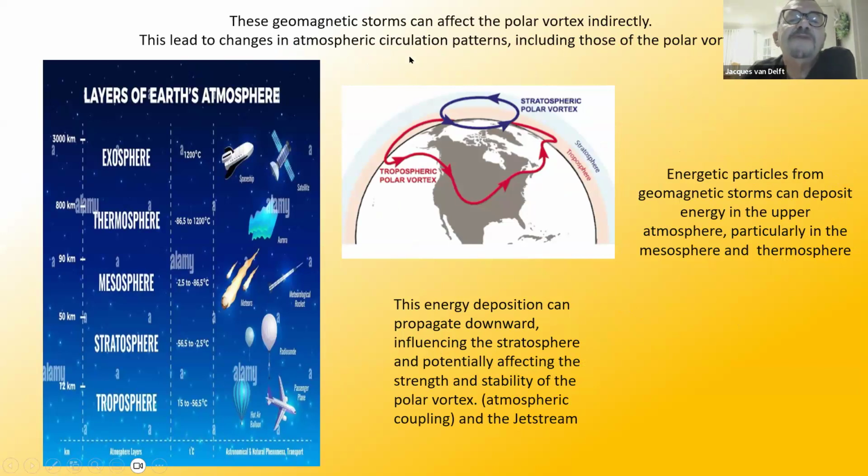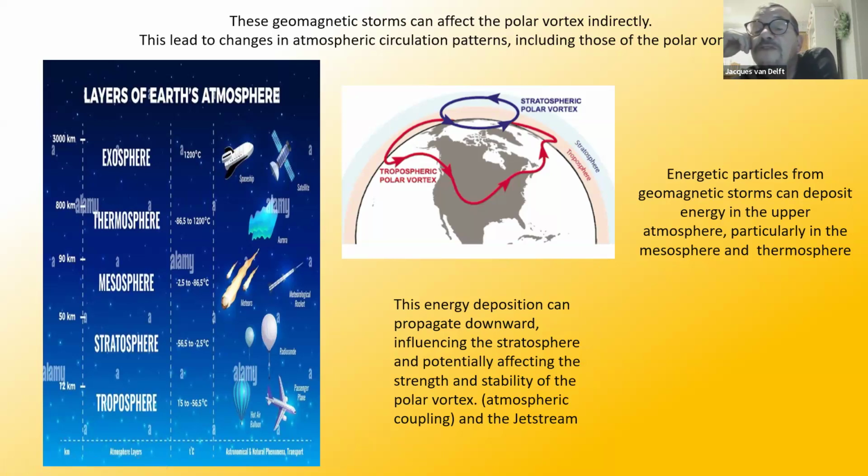This leads to changes in atmospheric circulation patterns, including those of the polar vortex. Now, the polar vortex is a region above the North Pole as well as the South Pole, which is a low pressure system, and it's circulating cold air. Now, the energy deposition from the auroras propagates downwards, influencing the stratosphere and potentially affecting the strength and stability of the polar vortex.